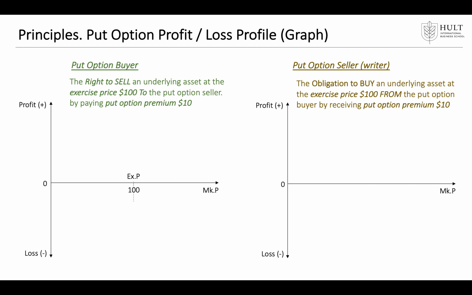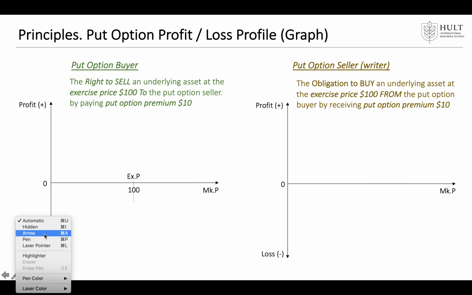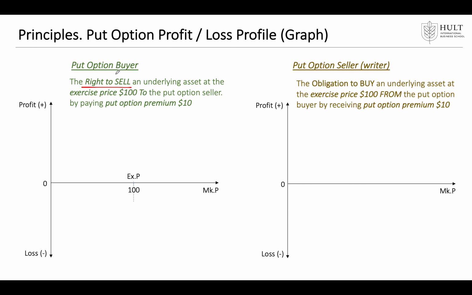Put option buyer has a right to sell their underlying asset. That means that the put option buyer has their asset on hand. That's why they want to sell their asset. So the right to sell. The put option buyer has a right to sell. A little bit counterintuitive comparing call option, the transaction.